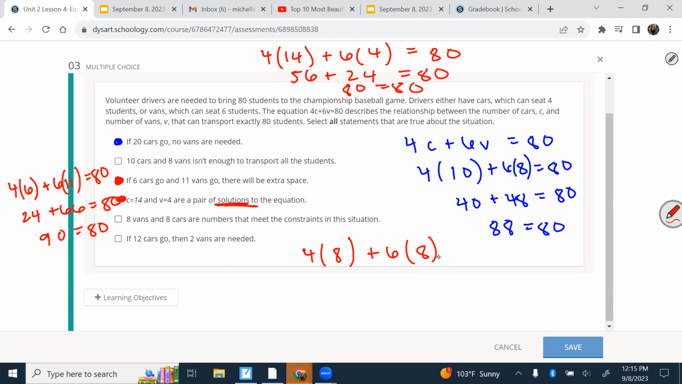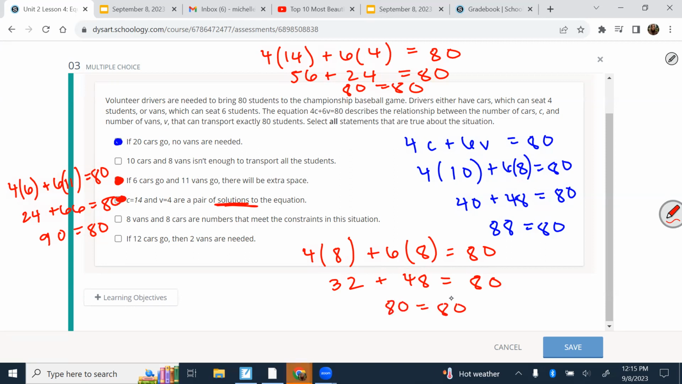I don't know if there's any kind of constraints. But let's see. 4 times 8 is what? 32. 6 times 8 is 40. And then 32 plus 48 is.